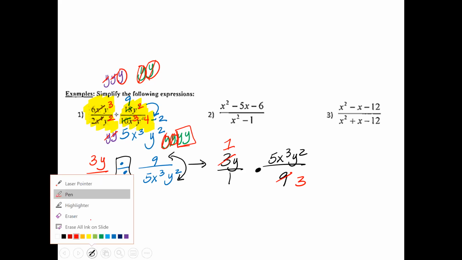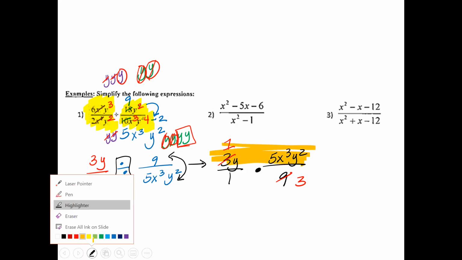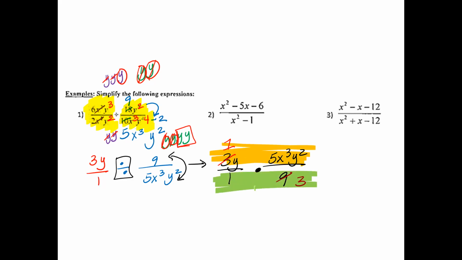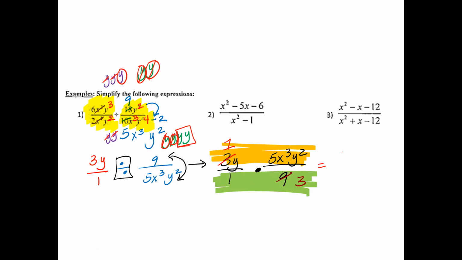Then I look at this one more time and ask, is there anything else I can cancel? I don't think so. So then what do I do? I just multiply across. On top, 5x cubed, y times y squared is y cubed. 3 stays on the bottom. That's your answer.